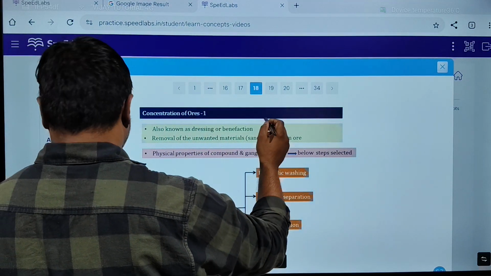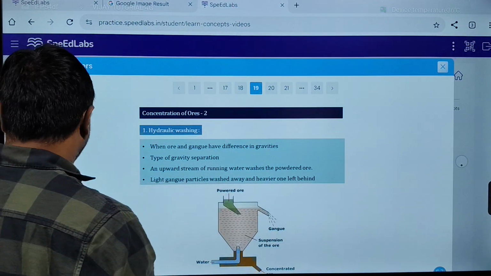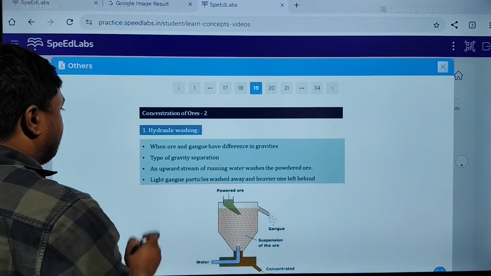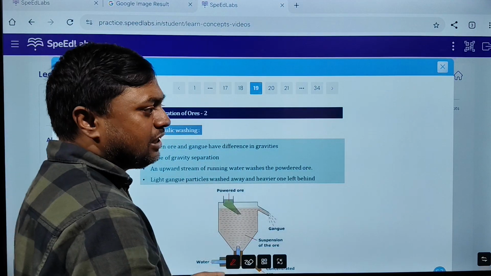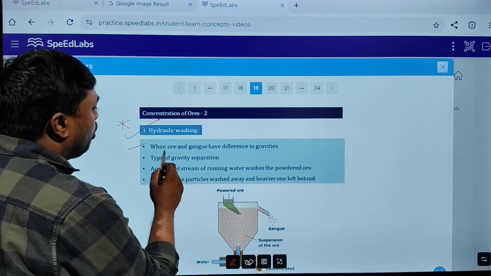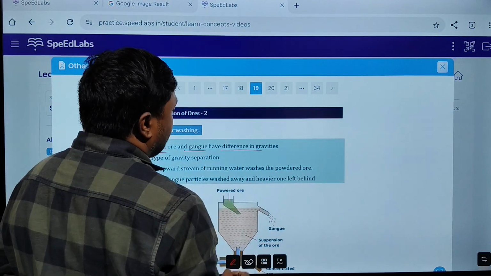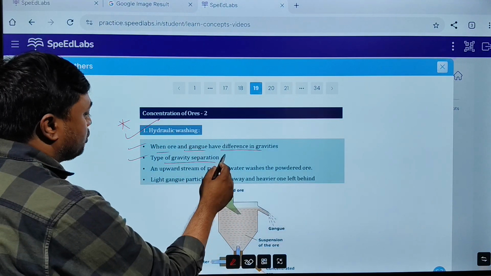Okay, next. In detail, it is there for ICSE 10 standard: hydraulic washing. Being a good student, you should know what hydraulic washing is. When the ore and gangue have a difference in their gravities, we use this process. It is also called gravity separation.